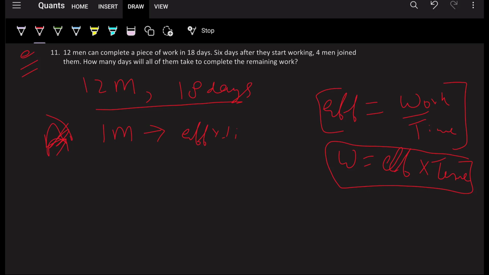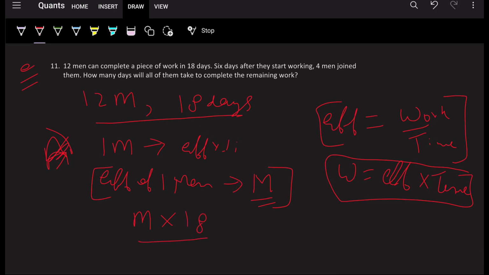Now here it is given that it is in 18 days. Now suppose the efficiency of one man is M. Efficiency of one man is equal to what? M we have assumed. Okay, so now for a single person, work done will be what? Now suppose one man is working. So the work done by that one man will be what? M into what? 18 days.